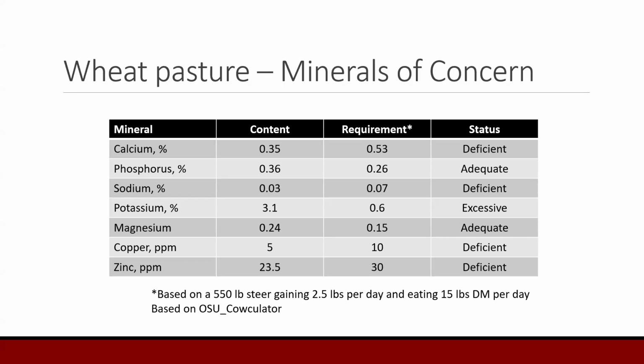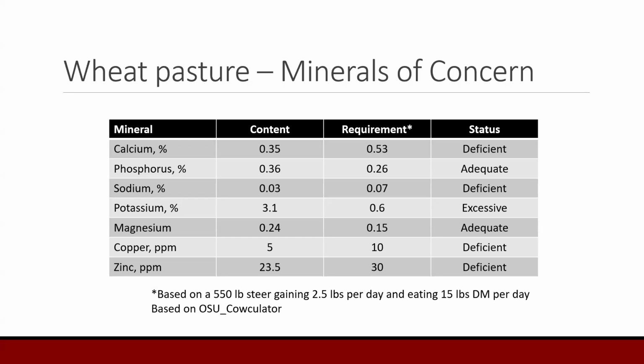We're deficient in salt. We have excessive potassium. It's about 3.1% of dietary dry matter. That is very common for winter or cool season pastures to be very high in potassium. We're good on magnesium, deficient in copper, deficient in zinc.